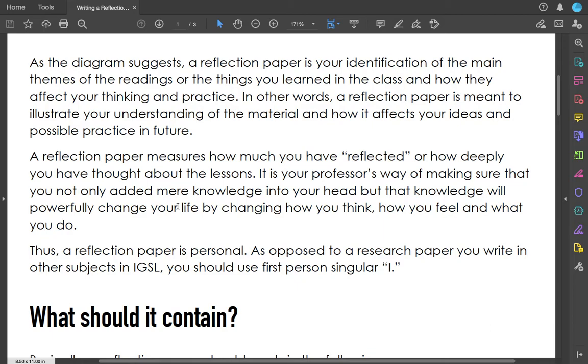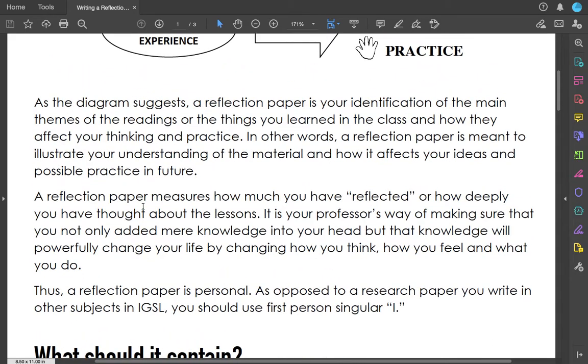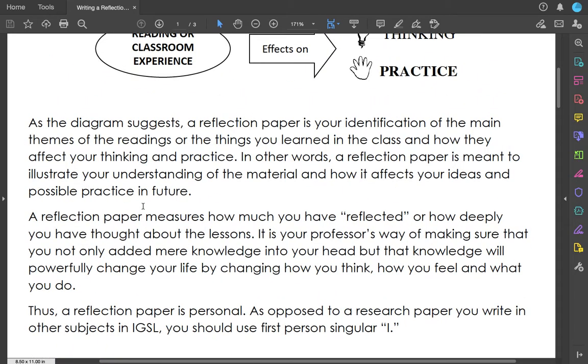Like what I was saying, this is one of the ways your professors will find out how much the things you're reading or learning in the class affect you or transform you, or if they do transform you. So that's one way. Of course, another way would actually be to observe you, right?